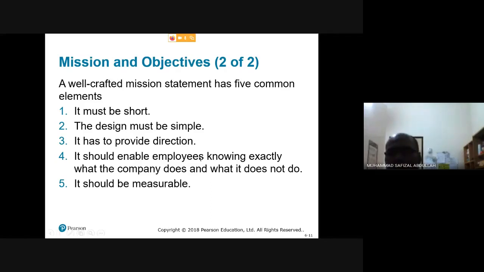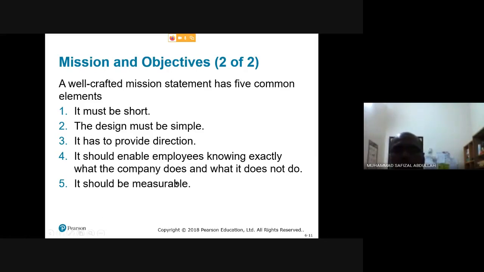Number 4, it should enable employees to know exactly what the company does and what it does not do. It should be clearly stated who we are and what we do. For example, we want to be the market leader in the F&B industry, so we know that this company is F&B. What is F&B? Food and beverages. Or we want to be the main company in the automotive industry, so we know that this company produces vehicles.